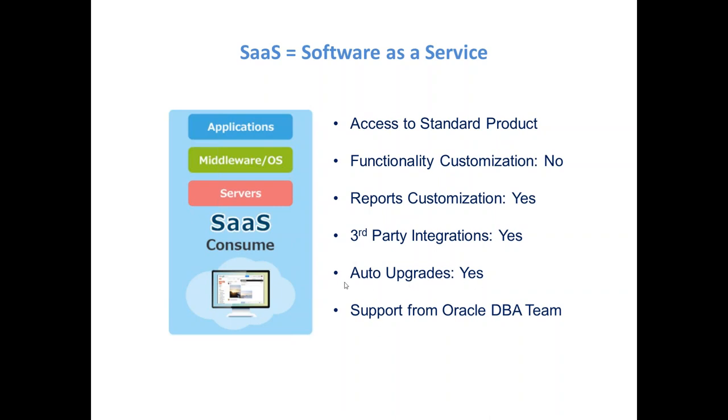Auto upgrade is the best benefit that clients will see. Auto upgrades are possible in the case of SaaS. Whenever you get the SaaS subscription from the client, you can just consume the server-related services. Within the server, you have applications, middleware, the operating system and the server. Within the server, we install the operating system, and within the operating system we install the application. That's how users can have access to those applications. So this is all about SaaS.